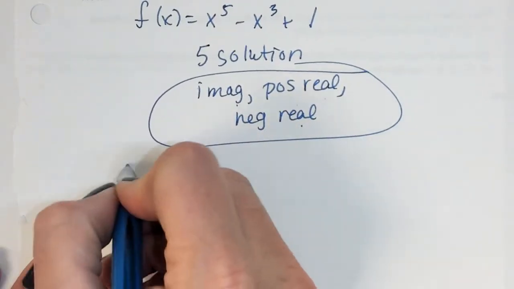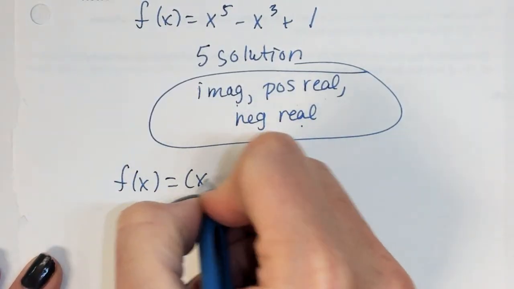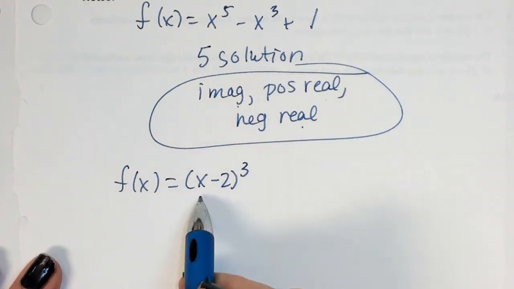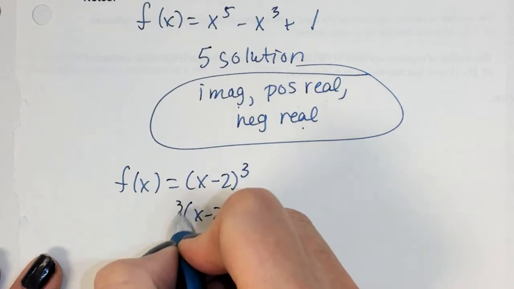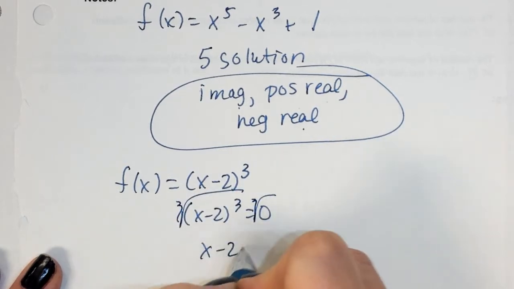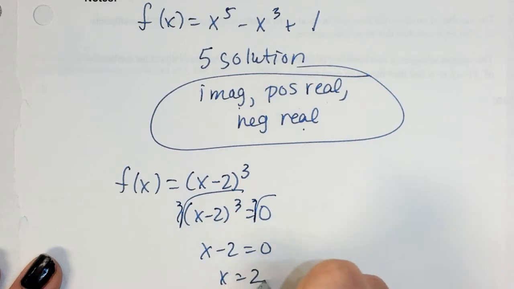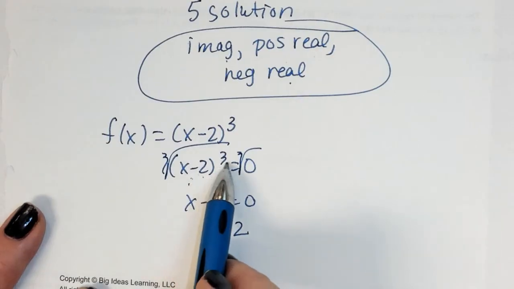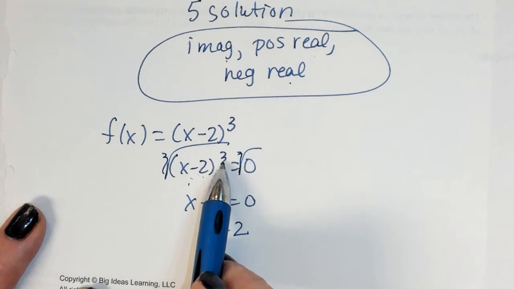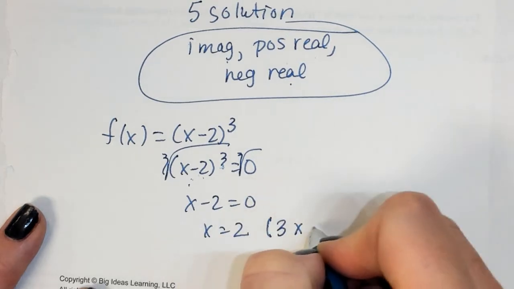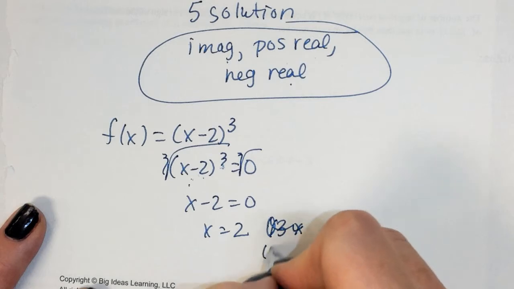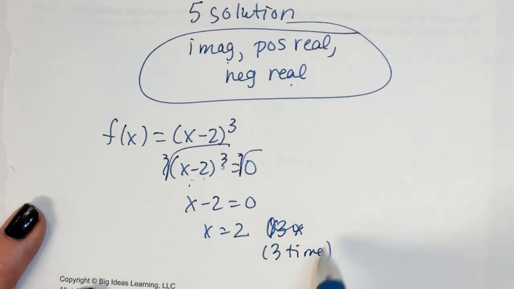Like if I have this function, f of x equals (x minus 2) to the third, well, if I set that equal to 0, I take the cube root, I get x minus 2 equals 0, so x equals 2, but how many times is that a solution? How many times, guys? What's the power there? 3. So this would be a solution 3 times. Let's write it just like this. So that is a solution 3 times.